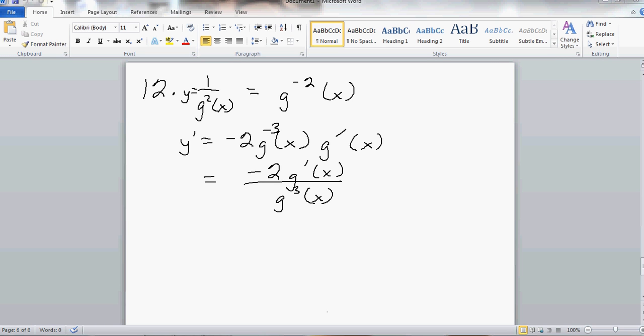Now rewriting this into a more acceptable form, negative 2 g prime of x over g cubed of x. And we want to know what is the value when x is equal to 4. So it's negative 2 g prime of 4. G prime of 4, according to the table, is negative 6. Now I need to know what is g of x at 4. So g of 4 is 3, and I need to take that to the third power. So negative 2 times negative 6 is 12, 3 cubed is 27, and the final answer would be 12 27ths.